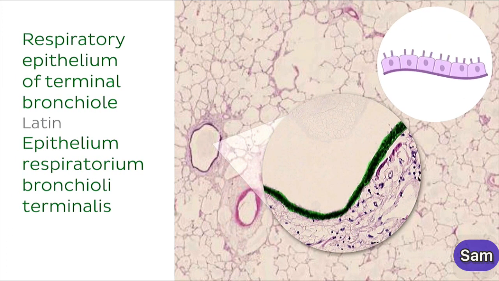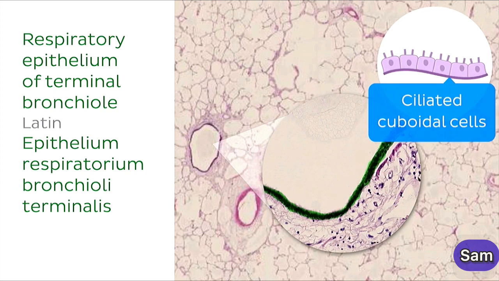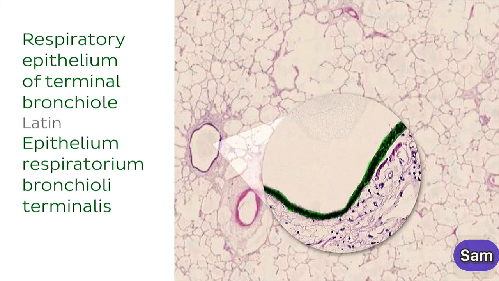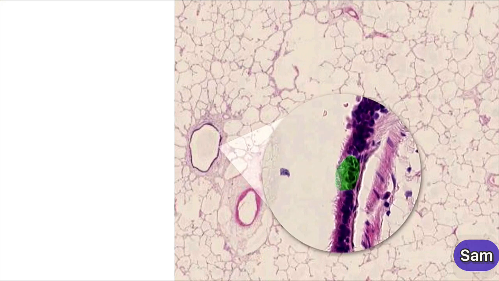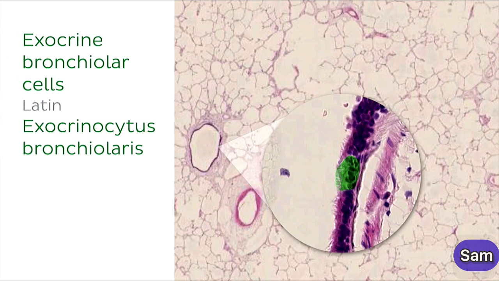All right, let's have a look at the respiratory epithelium of the terminal bronchiole. And if we look closely at the epithelial layer, it consists of ciliated cuboidal cells. And this is because terminal bronchioles have a simple layer of ciliated cuboidal cells. In addition to their simple ciliated cuboidal epithelium, the epithelium of the terminal bronchiole also contains a specific type of exocrine cell known as exocrine bronchiolar cells, or more commonly, club cells. From time to time, you might also find them called Clara cells.